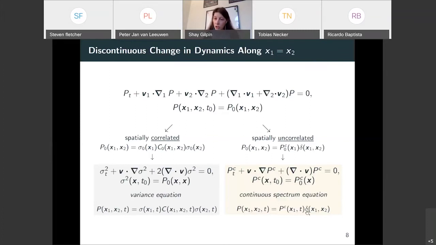And that evolution along the surface where x1 is equal to x2 corresponds to what we refer to as the continuous spectrum equation, or capital PC, which is given here. And what we can see by comparing these 2 equations is we have this change in dynamics. When we have a spatially correlated initial covariance, along the surface where x1 is equal to x2, we have evolution according to the variance equation. And then that dynamic shifts abruptly as we become spatially uncorrelated. We have evolution according to the continuous spectrum equation.